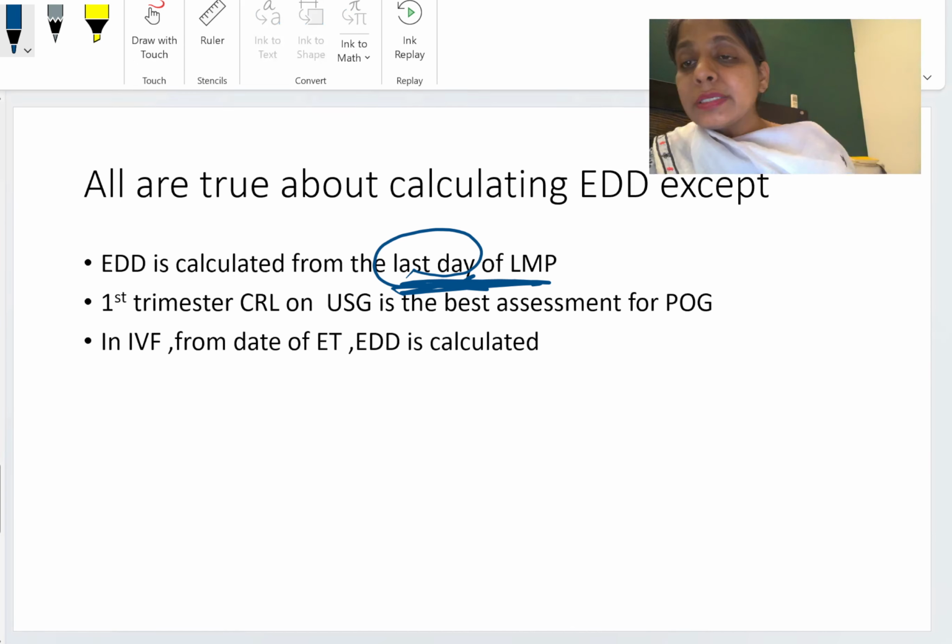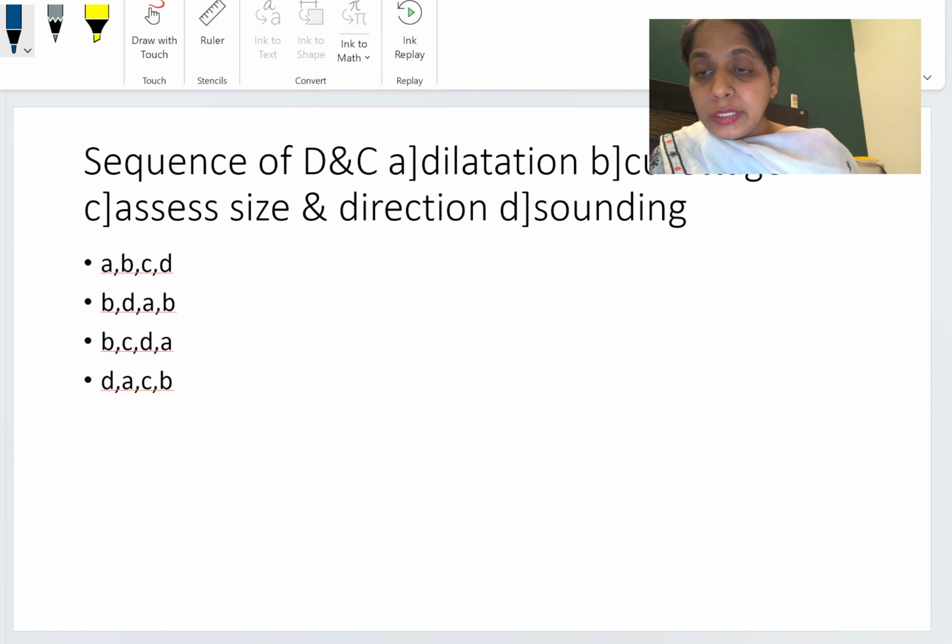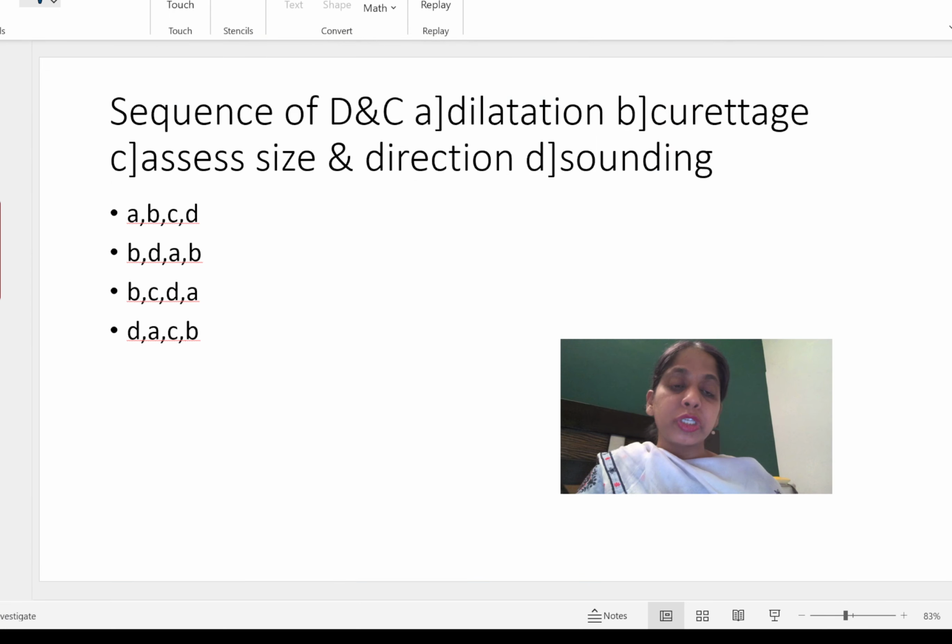Next is the sequence of D&C. What is the sequence of D&C? All these sequences were asked, lots and lots of questions were on the sequences. So number one is dilatation, number two is curettage, number three is assess the size and direction, and number four is sounding. So let me tell you what the sequence is.